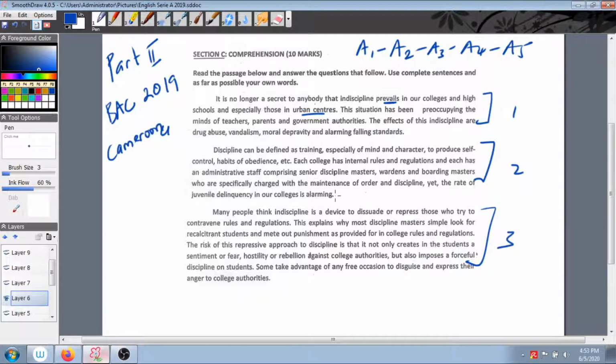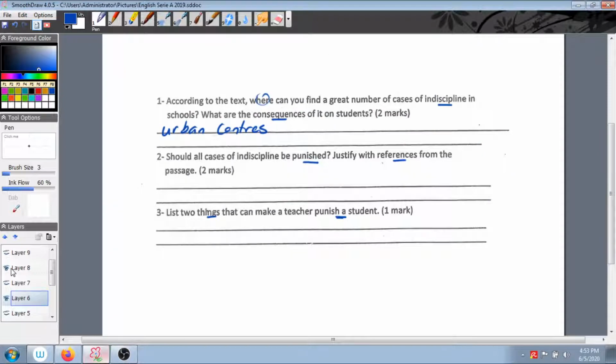Oh, that's a lot of new vocabularies. But anyways, what was the second question? The second question was, should all cases of indiscipline be punished or justified with reference? No, we don't have that answer yet.